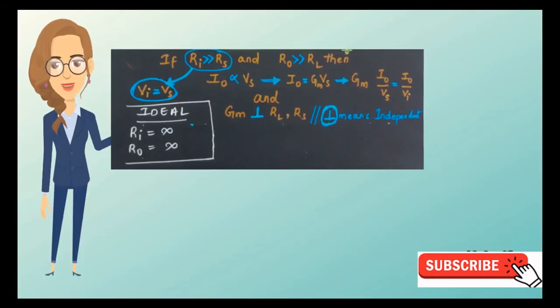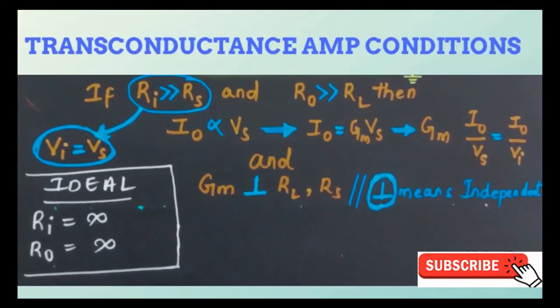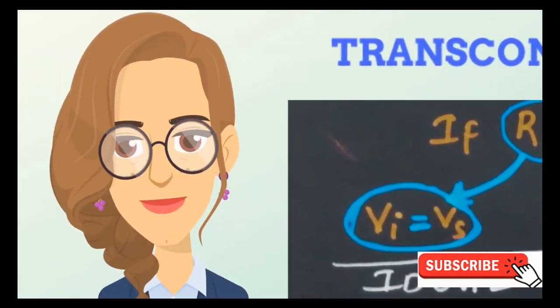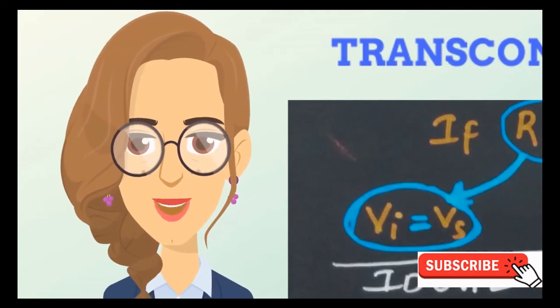The condition for a transconductance amplifier is that the input resistance should be greater than Rs. When this happens, input voltage will be approximately equal to the source voltage, and output resistance should be greater than RL. Then the output current will be proportional to the source voltage, and the proportionality factor, which is the Gm here, will be independent of RL and Rs. Then I0 will be equal to the product of Gm and Vs. The ideal condition is Ri equals infinity and R0 equals infinity.